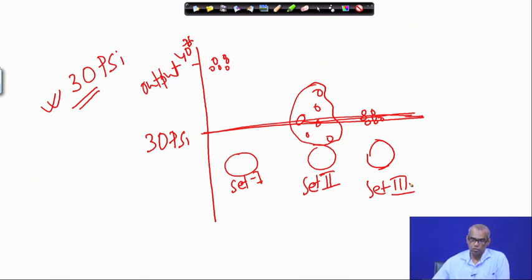So, high precision does not guarantee high accuracy, and measurements can be precise as well as accurate. Measurement can be precise but inaccurate.